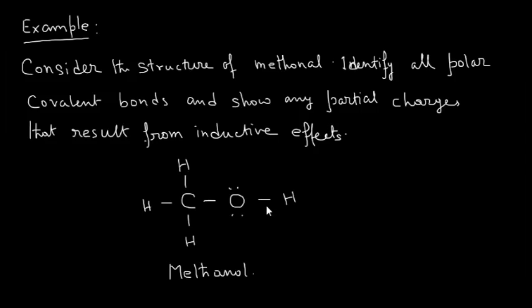First of all, the polar covalent bonds. So these two are polar covalent bonds. Why? We have oxygen whose electronegativity is more than that of carbon and hydrogen. So the shift of the electron will be more towards the oxygen atom rather than the carbon or hydrogen atom. So two polar covalent bonds will be formed.